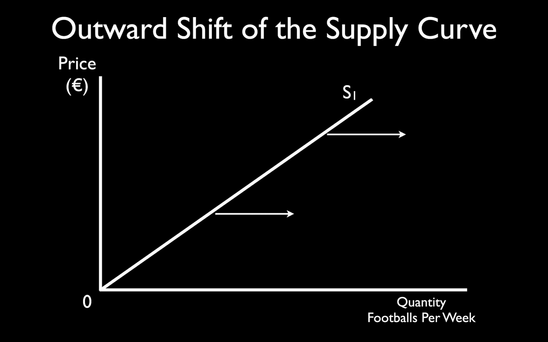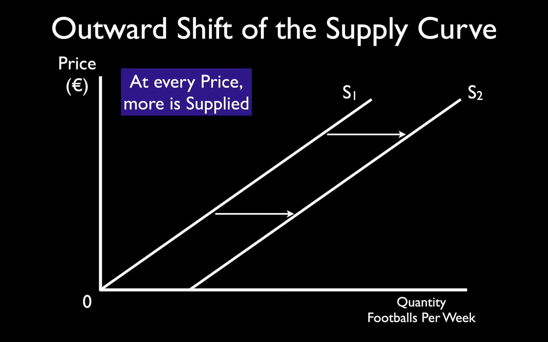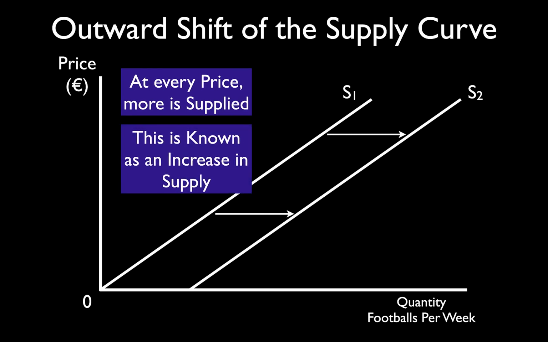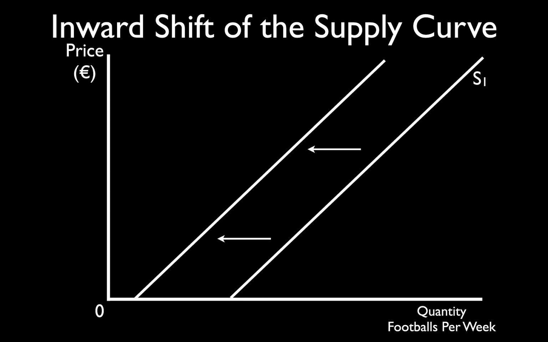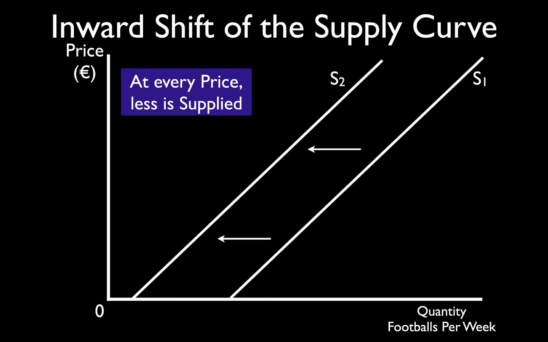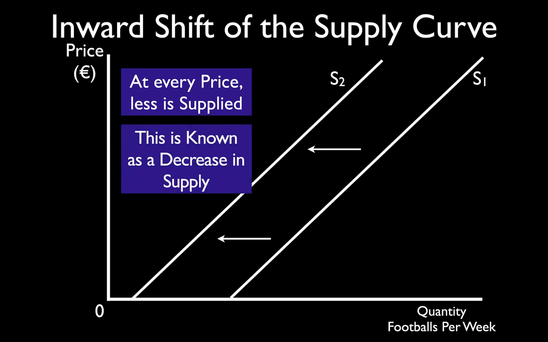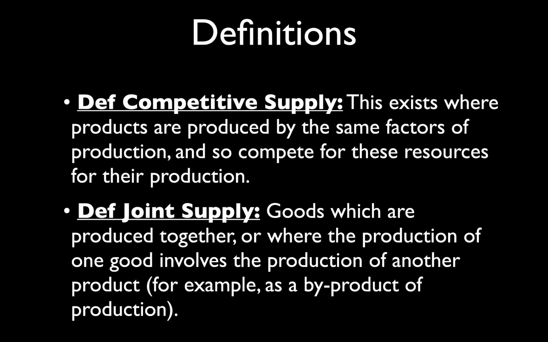Okay, so again, just to remind you what an outward shift of the supply curve actually is, it just means that at every price more is supplied, and it is known as an increase in supply. On the other hand, an inward shift of the supply curve simply means that at every price less is supplied, and this is known as a decrease in supply. Now, these are two definitions that we're going to have to get right, and then I shall deal with them individually, whether it's an increase or a decrease.